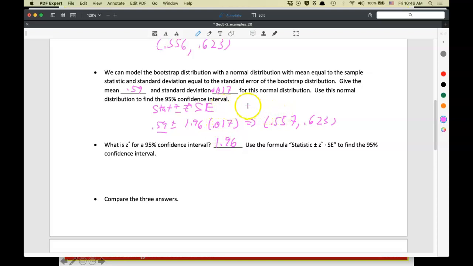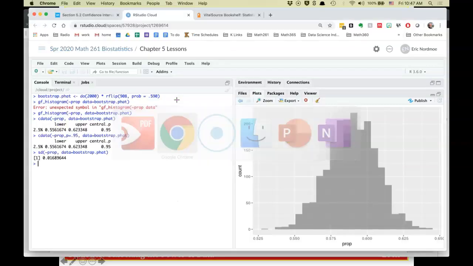Oh, I'm sorry, what have I done? Use the normal distribution to find the 95% confidence interval. What's the mistake I made? This was what we're intending to do here. The procedure here was we wanted to use the bootstrap interval. Okay, I was getting ahead of myself. So we want something that's centered at 0.59, so we're going to use the normal distribution with mean of 0.59 and standard deviation of 0.017, and get the confidence interval that way by finding the middle 95%. So let's take a look.